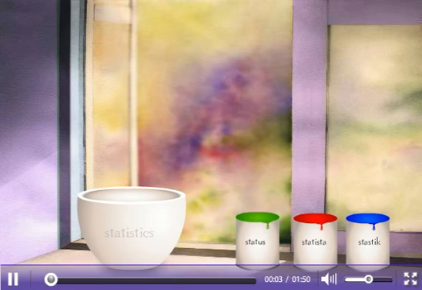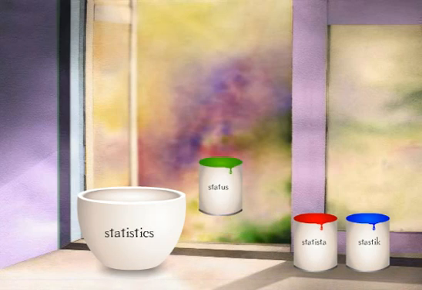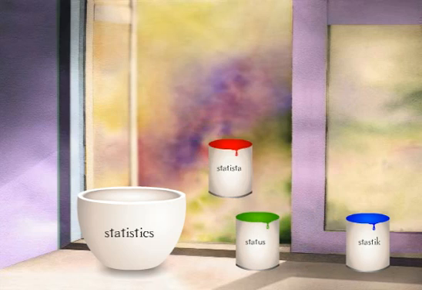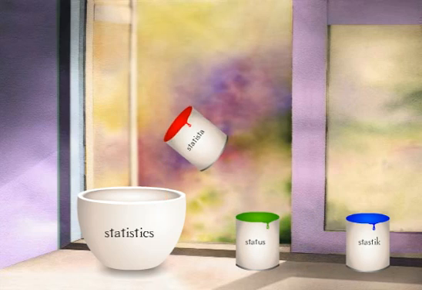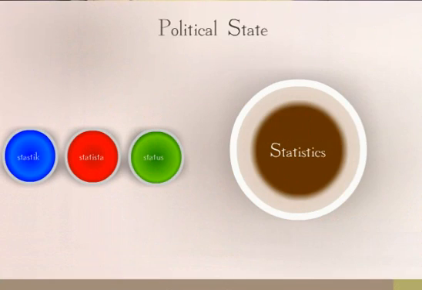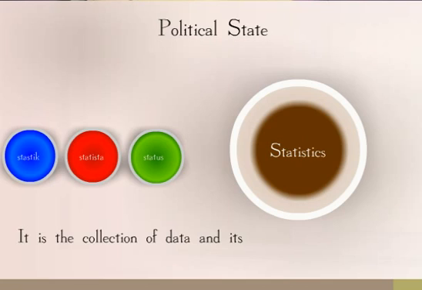The word statistics has its origin from the Latin word status, or the Italian word statista, or the German word Statistik, which means a political state. It is the collection of data and its representation and interpretation.